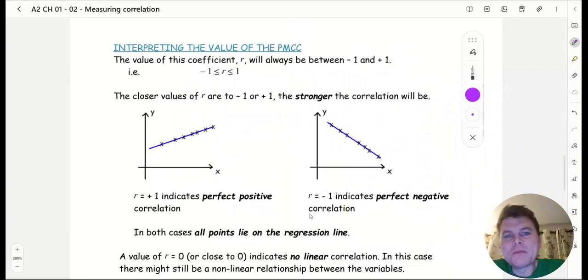The value of the product moment correlation coefficient, or PMCC, will give you a value between -1 and 1. 1 would indicate a perfect positive correlation, and -1 would give you a perfect negative correlation. Typically, we would consider anything between 0.5 and 1 as a positive correlation, and anything between -0.5 and -1 as a negative correlation. The values around 0 are considered as no correlation or a very weak correlation.